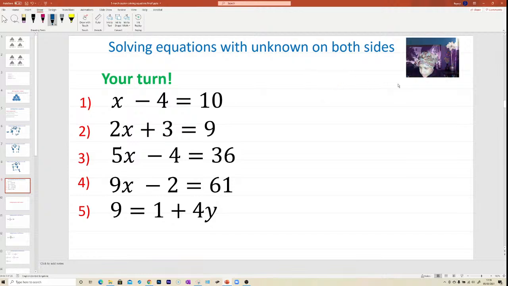So 14 is right, Ali. Number 2, 3 is right, guys. Mark your work. And I'm waiting for number 3, which is 8, and number 4. Right, Parth, are you working on this?